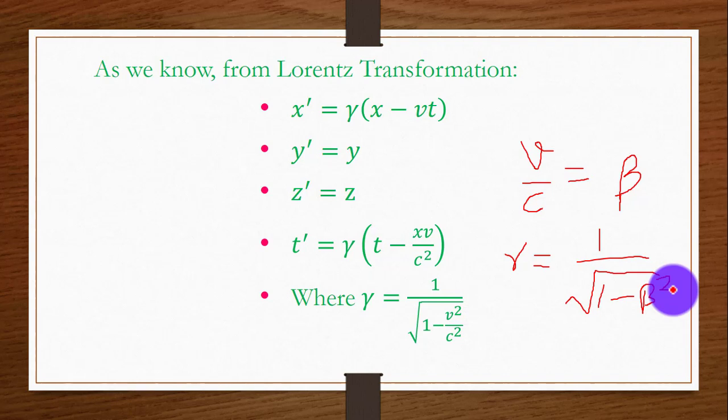So as you know the values of x prime, y prime, z prime and t prime, we are going to substitute these values into the value of r prime square minus c square t prime square. So let's substitute these values here. As you know, the value of r prime is equal to what?